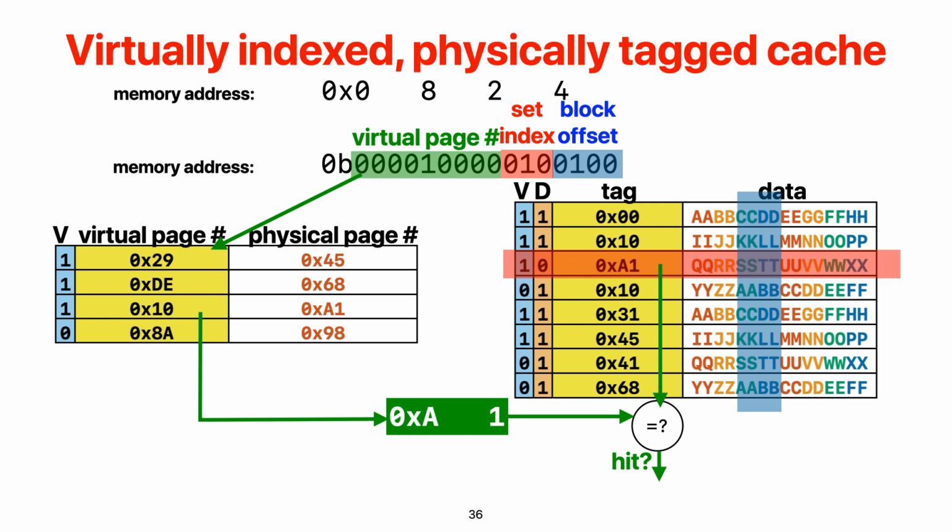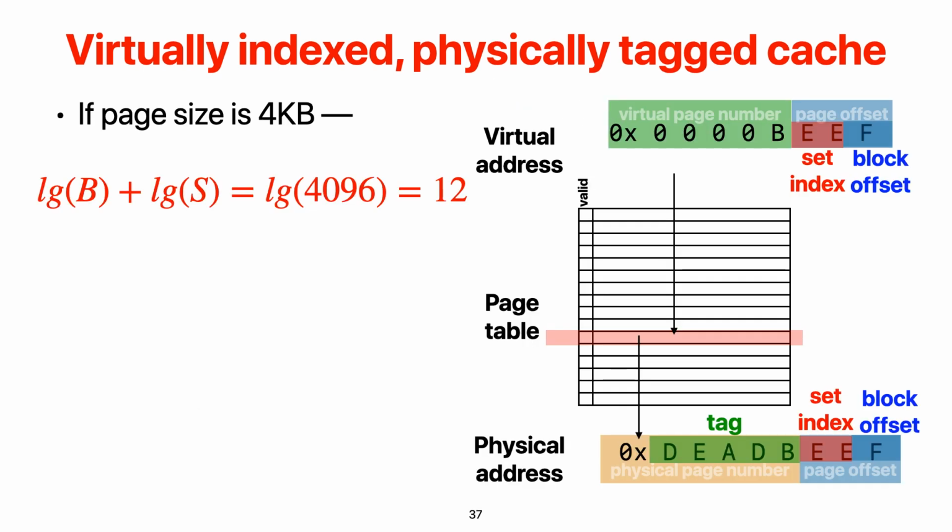And the tag of the block is also from the physical address. If it's a hit, then the physical page number will be equivalent to the tag from the physical address. So in this way, we can judge if it's a hit or miss by using its physical address. So that's the basic idea of a virtually indexed, physically tagged cache.